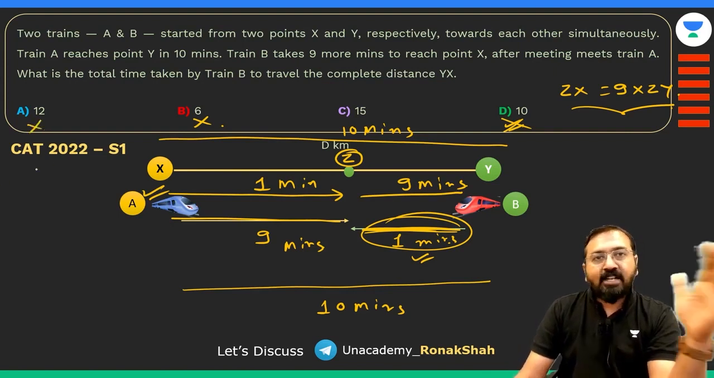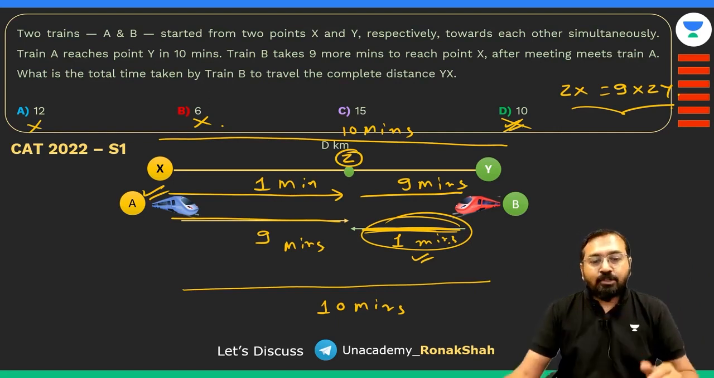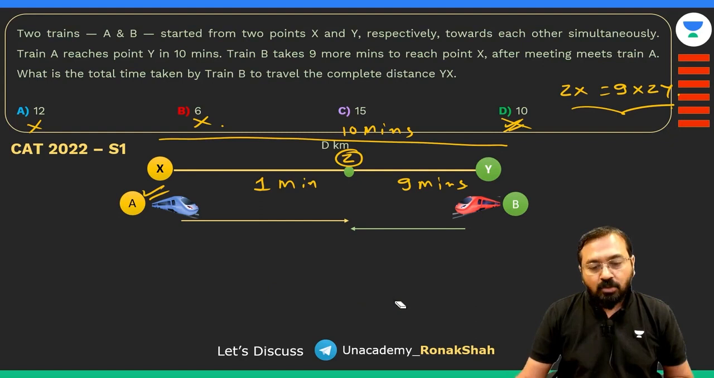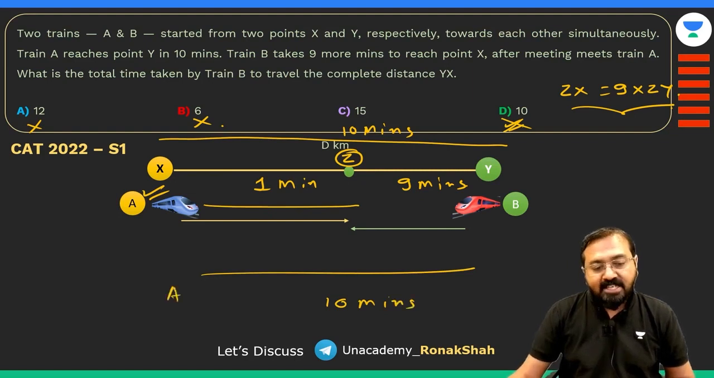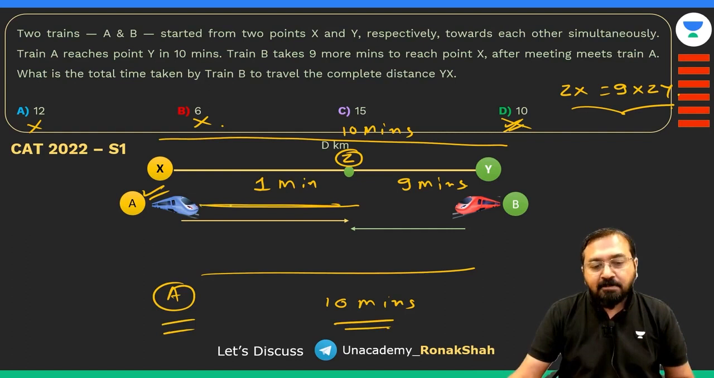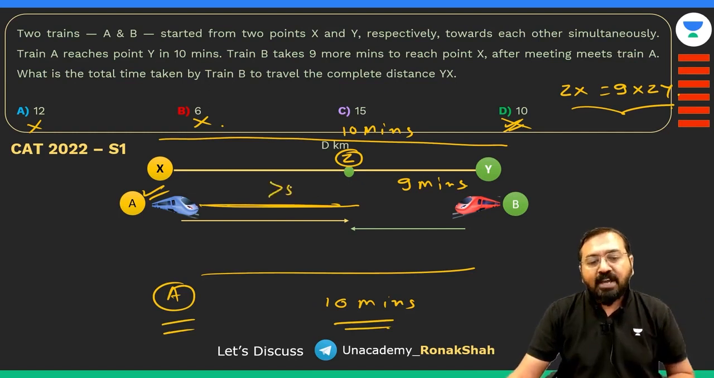Similarly, if you check for 12, it won't be possible. In fact, you can make out that train A must have taken more than half the time to travel the first part, because the total time is 10 minutes. I'm talking about train A. Please understand, train A has taken 10 minutes to travel the entire distance. So for the first part, it should have taken more than half the time. So what is half of 10? 5. So train A must have taken more than 5 minutes over here.